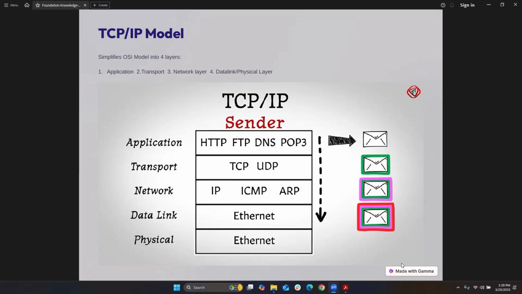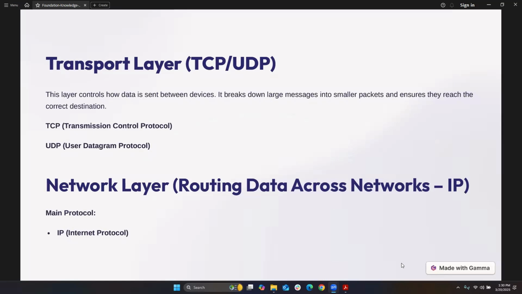The topmost layer is the application layer, where users interact with the application to access the network devices. It enables things like web browsing, emails, and messaging. And the next layer is the transport layer. The transport layer controls how the data is sent between devices. It breaks down large messages into smaller packets and ensures they reach the correct destination.